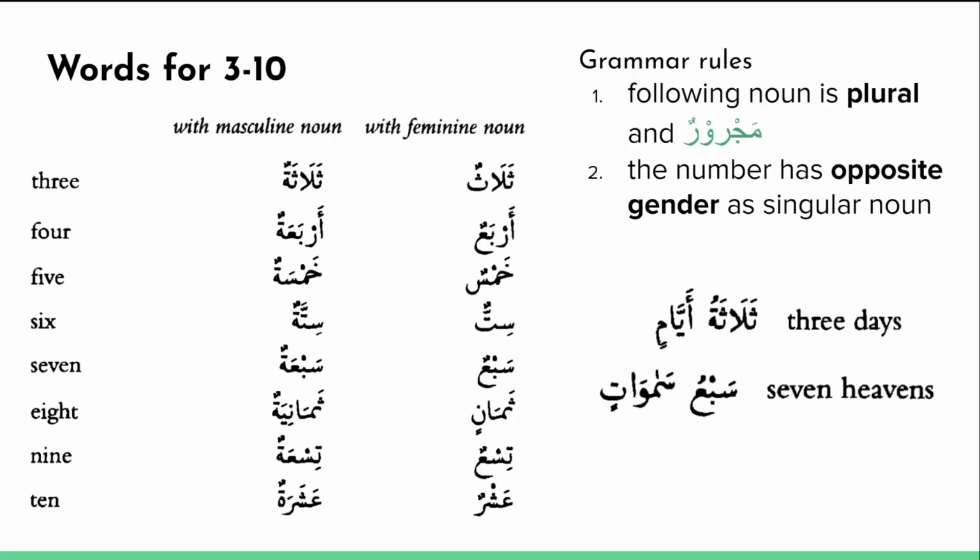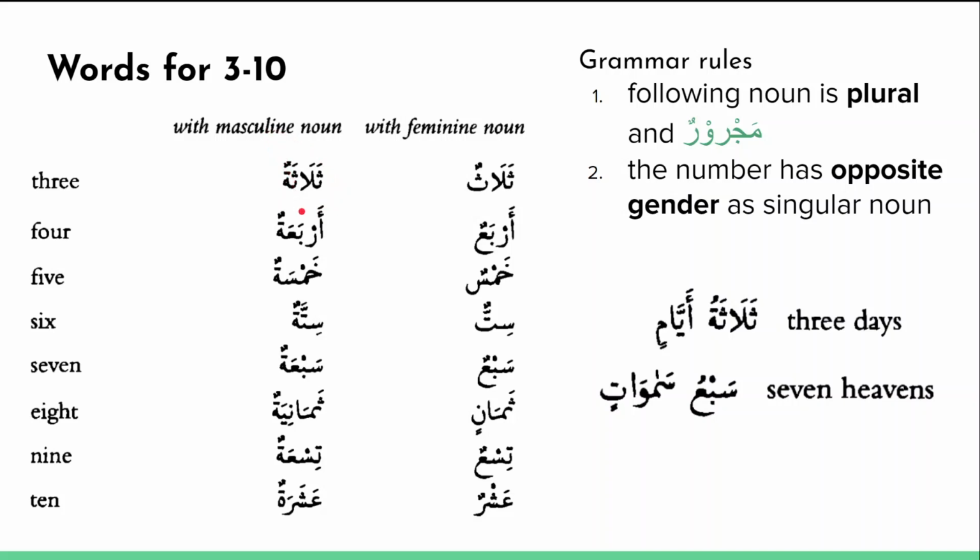Okay, so let's see, how do we actually combine this with a noun? So it turns out if you use one of these words, any of the numbers from 3 through 10, with a noun, the following noun has to be plural and it has to be in the majroor case. And you might have noticed something, which is that the form of the number that I use is of the opposite gender of the noun.